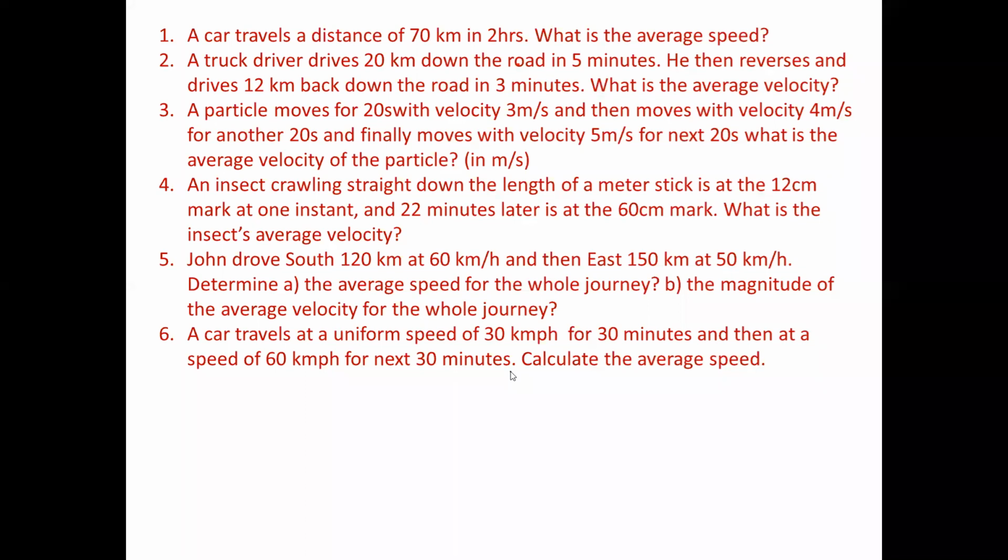V1 plus V2 by 2, which is 30 plus 60 by 2. That is 45. Okay, by seeing only you should be able to put the answer.